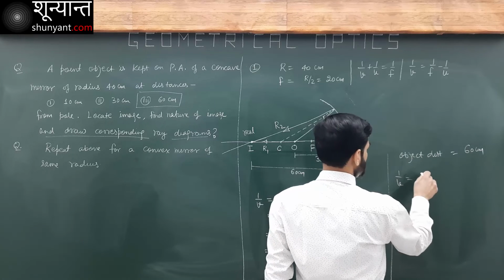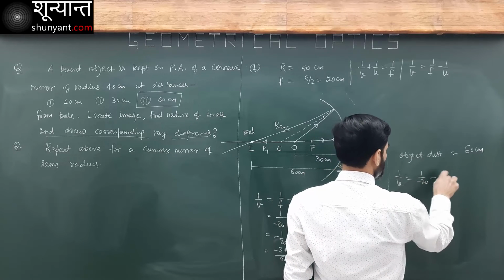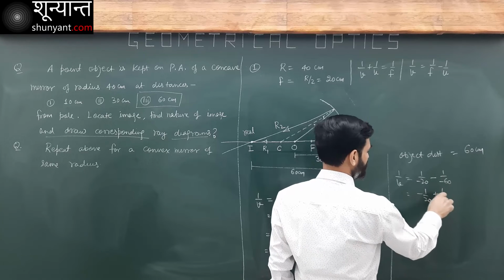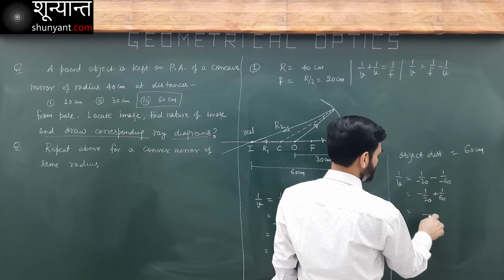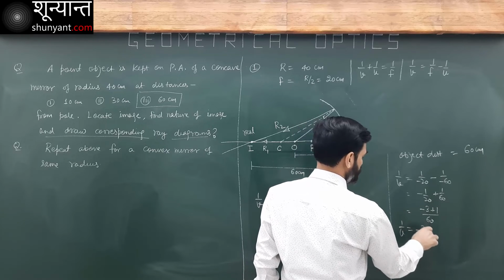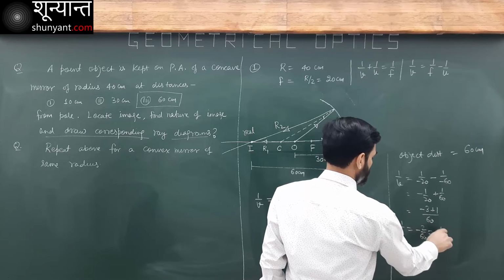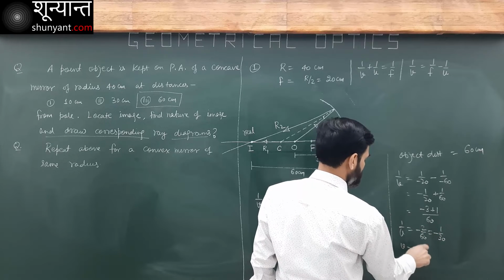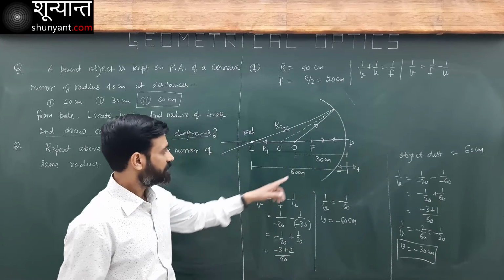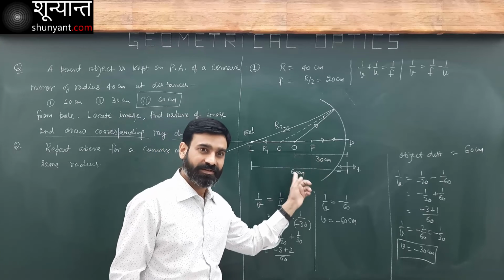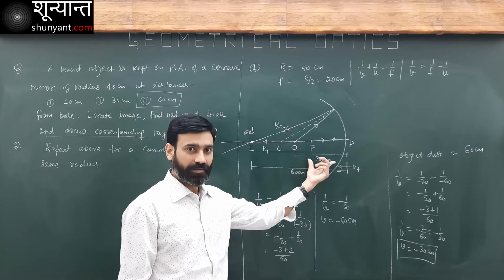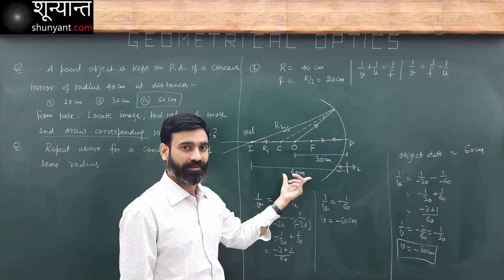1 over v is equal to 1 over minus 20 minus 1 over minus 60, minus 1 over 20 plus 1 over 60. This is 60 minus 3 plus 1. 1 over v is minus 2 over 60, minus 1 over 30. V is minus 30 centimeter. When object distance is 30, image distance is 60.